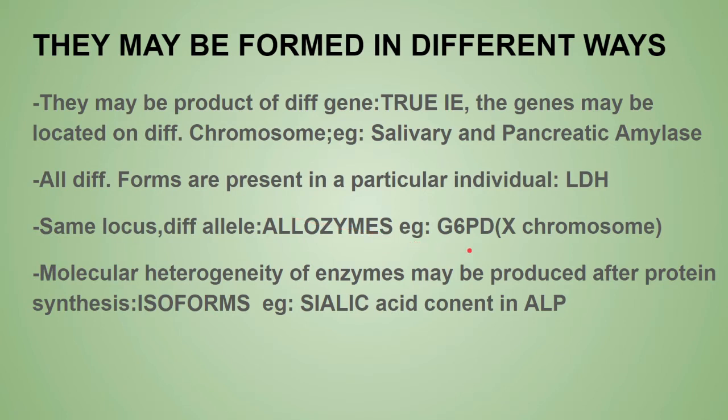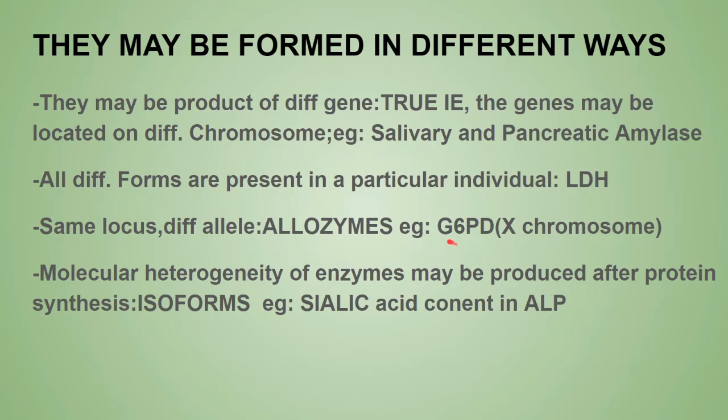For example, G6PD is present at the same location on the X chromosome, but because of the change in the allele, G6PD has around 400 isoenzymes, so you can imagine that the particular chromosome would have a particular location, and in that particular location there will be variation in the alleles at a particular location of the locus of the chromosome.